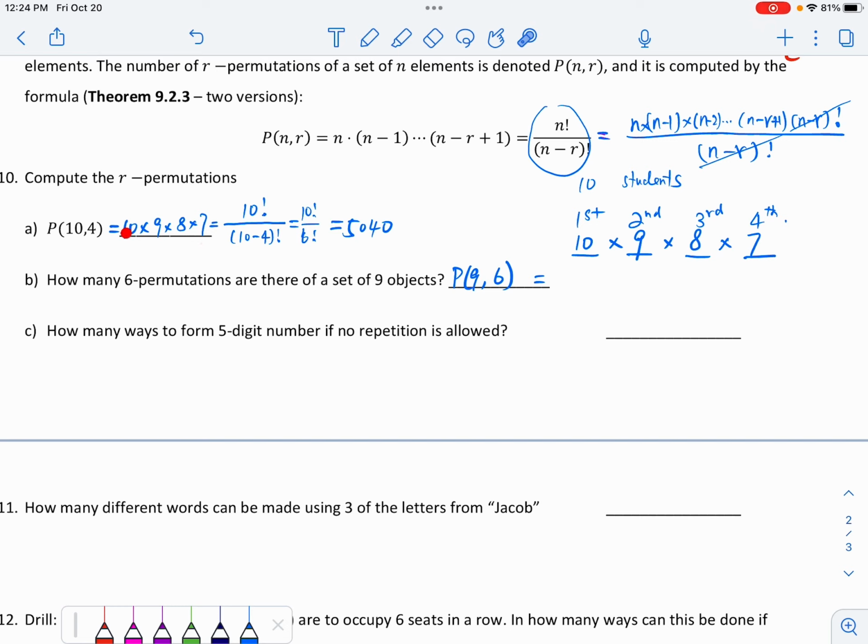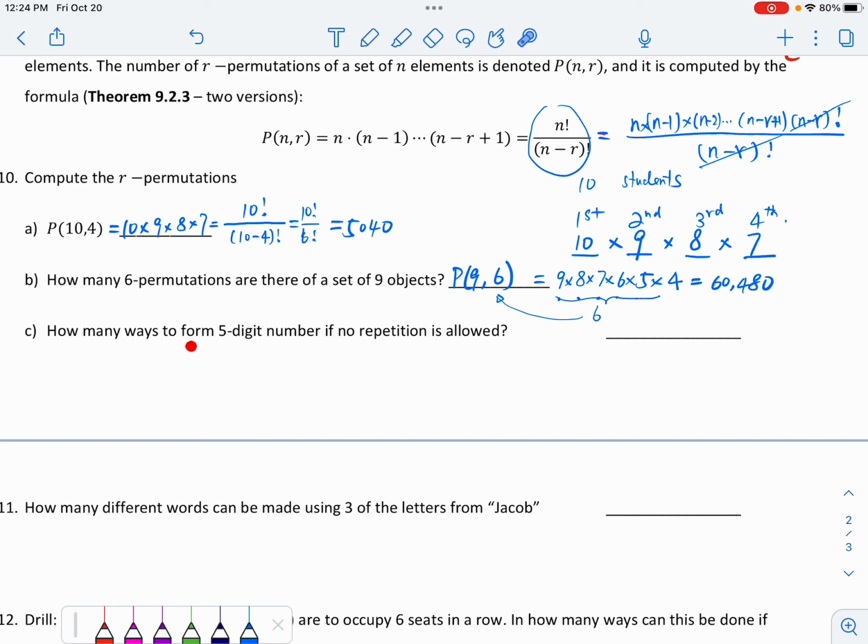That's a good way to remember how to multiply. So here I have the 6-permutation of 9 objects. Therefore I have 9 times 8 times 7 times 6 times 5. Do I have enough? I count 1, 2, 3, 4, 5. Not yet, so times 4. Now I have 6 numbers. Okay, that's how I would compute this one. It turns out to be 60,480.